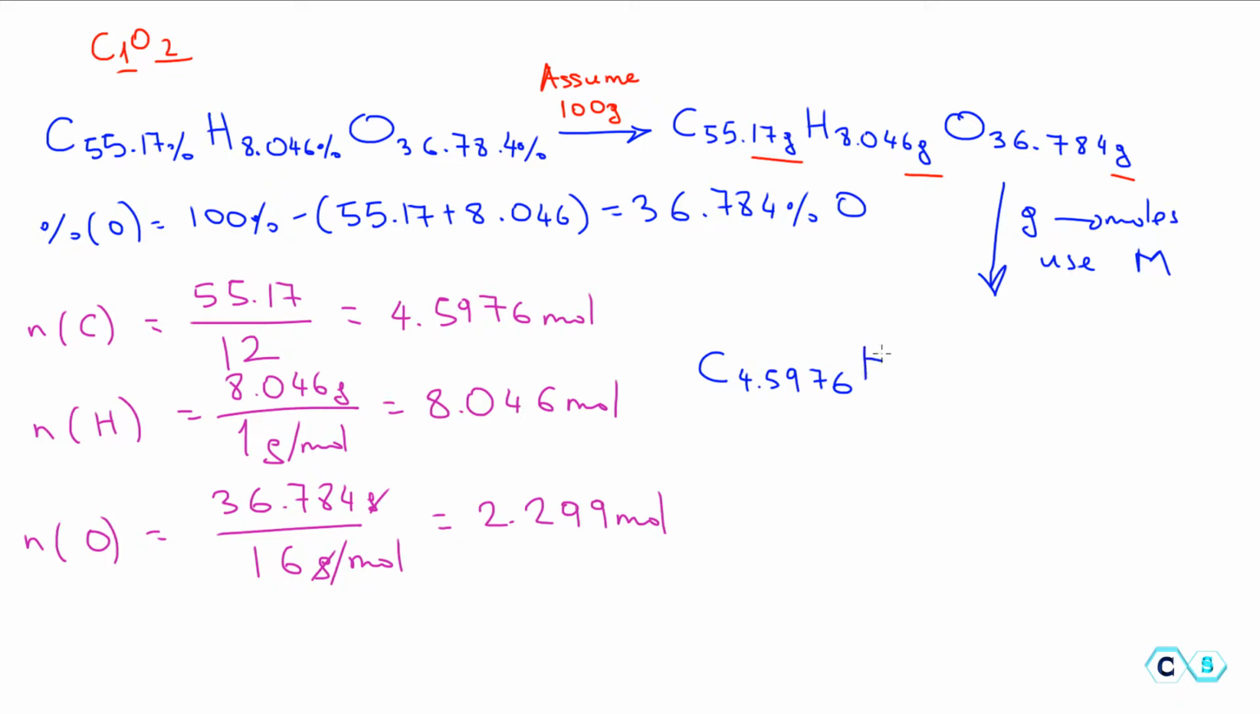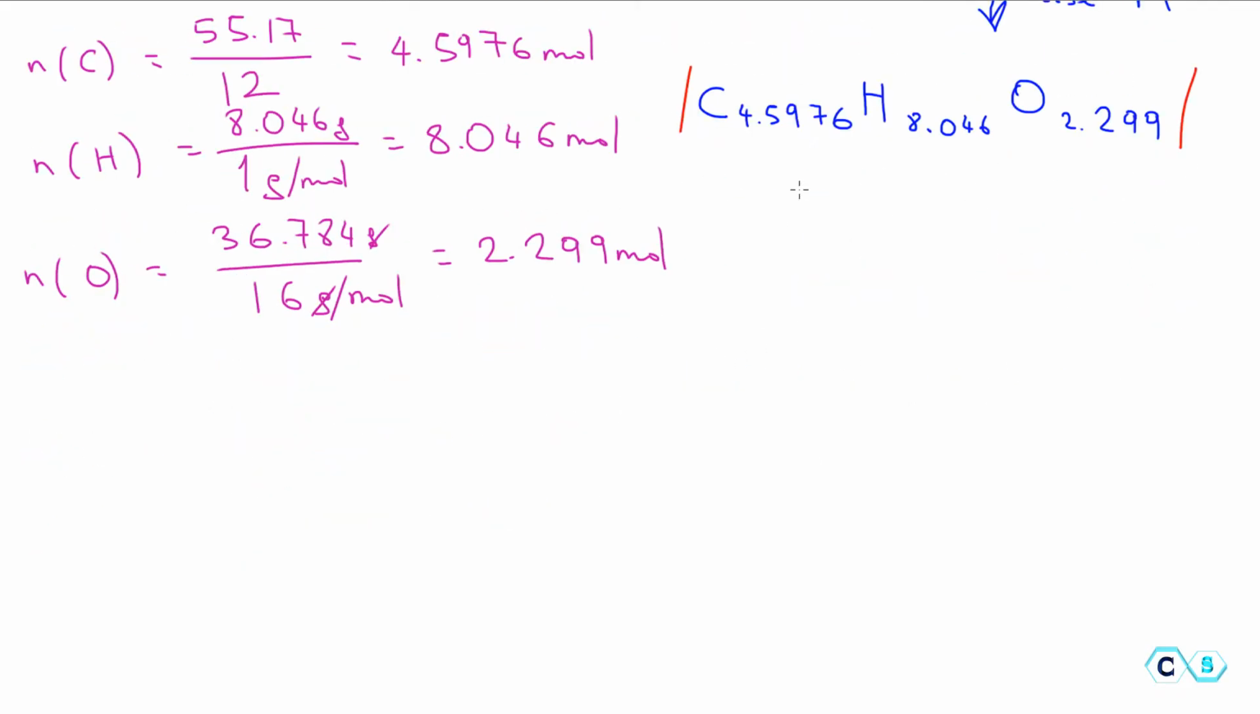Okay, so now I have the moles, and I can write down that I have carbon 4.5967, hydrogen 8.046, and oxygen 2.299. This is what it is right now. We got this formula, but of course this is not an accurate formula. These are the moles, but we cannot have a compound represented with this formula because we need simple numbers. How are we going to simplify this? Well, as we discussed in the previous video, to simplify, divide by the smallest number of moles. In this case, oxygen has 2.299, so divide by this number, 2.299.